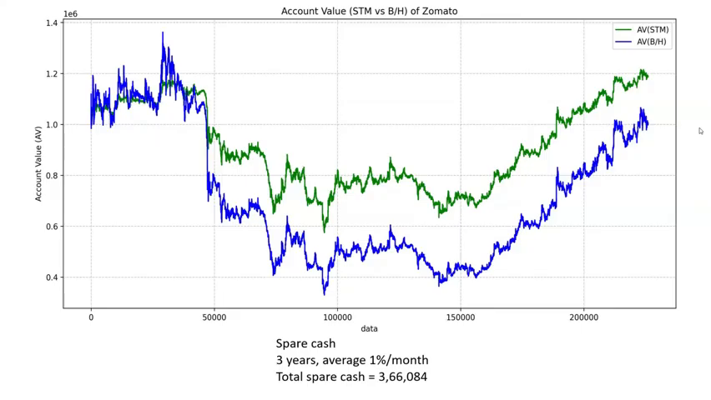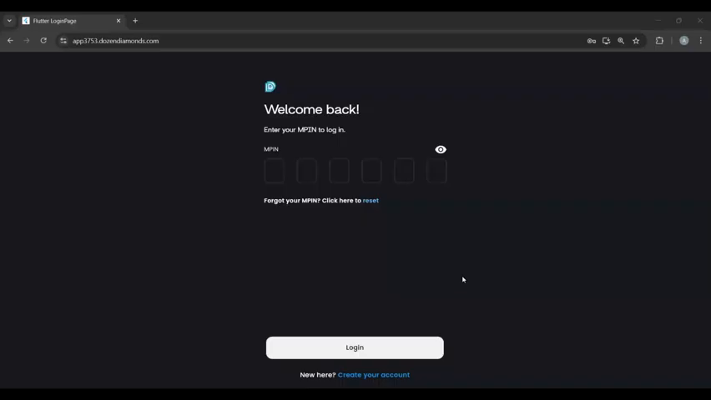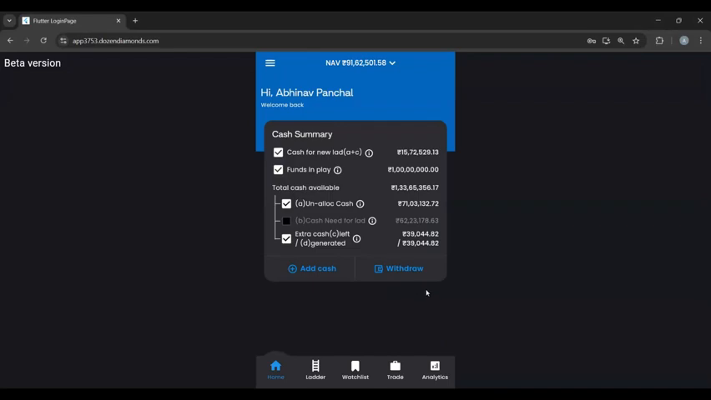Right. So these were the live examples of the stock. Now let me take you through the app. Here, after creating the account using your email ID and your other login credentials, you can easily log into the app. You just have to create an MPIN to get inside the app.